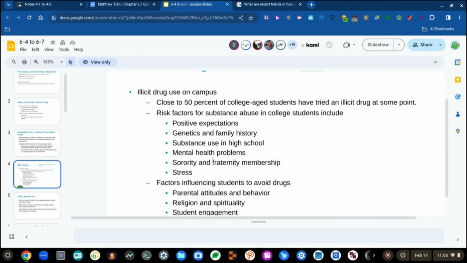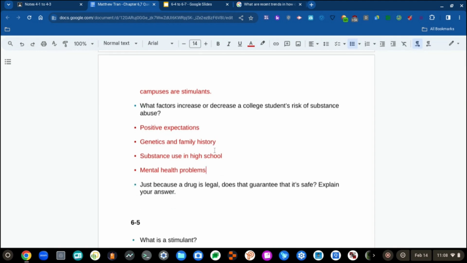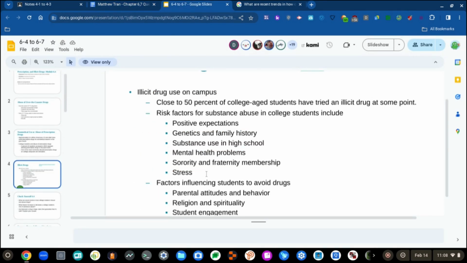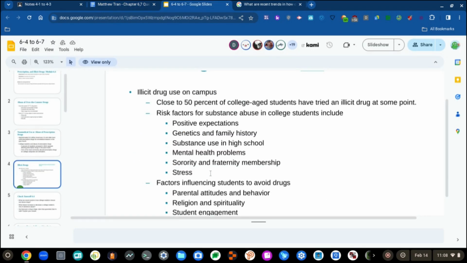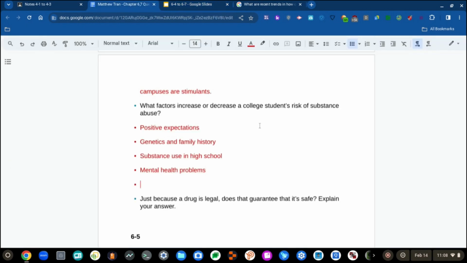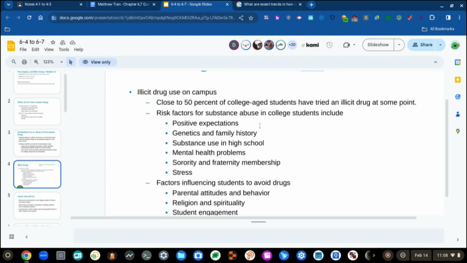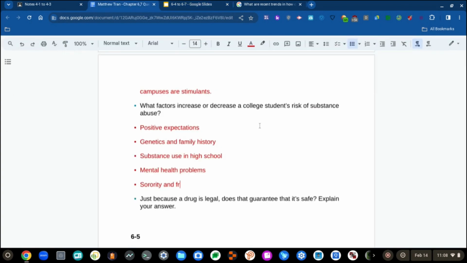How engaged you are in things like activities and athletics. Once again, if you are more involved in your school, you're less likely to use. If you're in clubs, in sports, in activities, you keep yourself busy, you're less likely to use drugs than otherwise. Because otherwise, you're hanging around people, you've got a lot of free time, you might be more likely to use drugs. So once again, be aware of the factors that cause people to use or not use drugs.